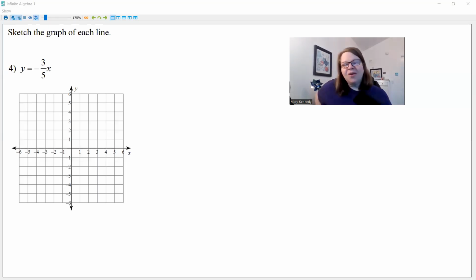Okay, let's take a look at graphing. This is in slope-intercept form. I almost said vertex form. I don't know what I was thinking. All right, slope-intercept form, which is that y equals mx plus b that you've probably seen many times.